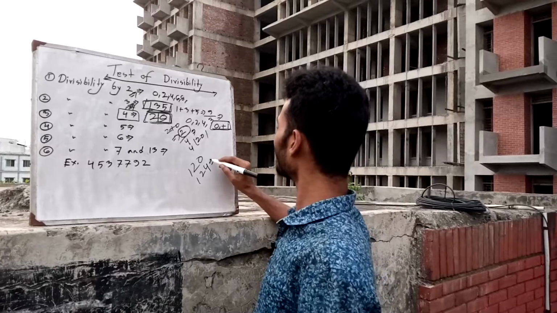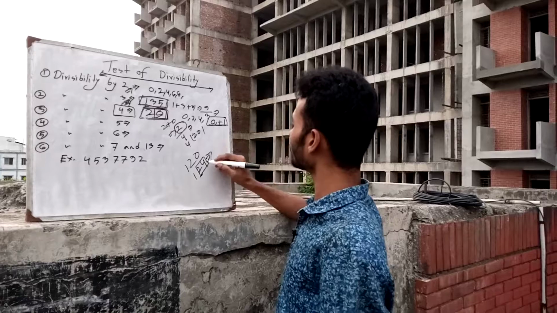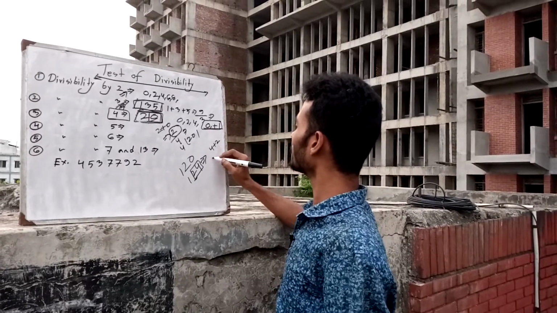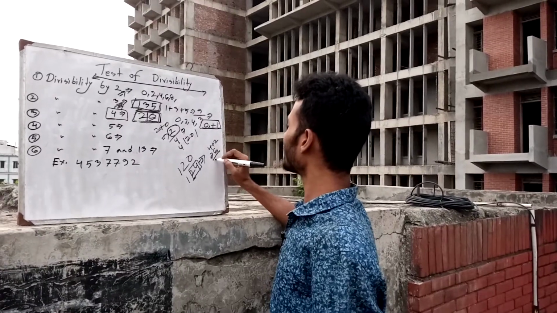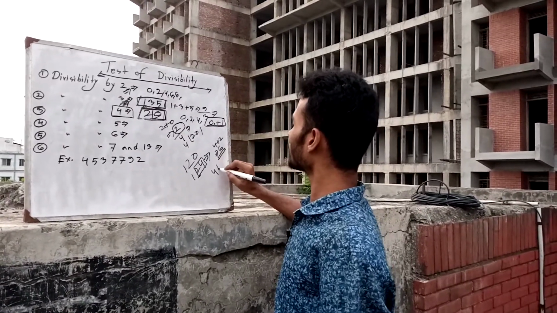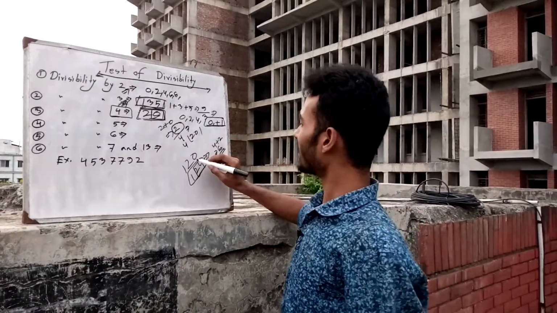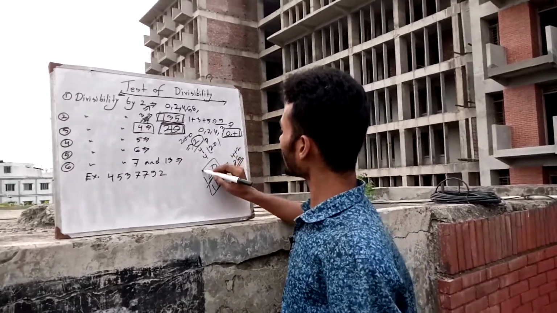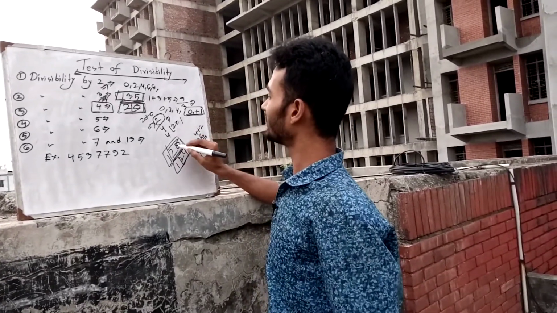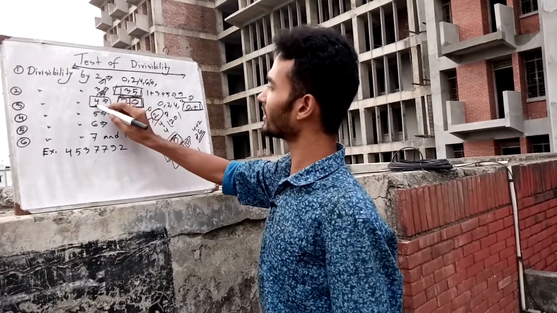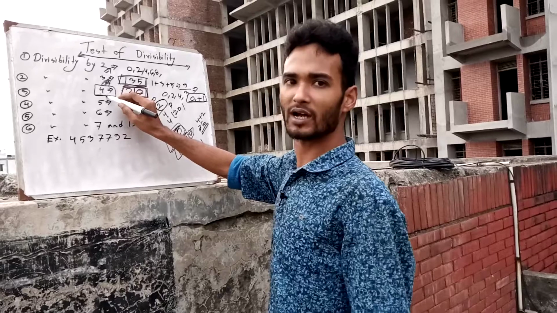Okay. Experiment with 124. We have the last 2 digits 2 and 4, making 24, or 4 plus 2, which is 6. 6 cannot be divided by 4. So 124 cannot be divided by 4. But considering 120, the last 2 digits jointly make 20, and 20 can be divided by 4. That is why 120 can also be divided by the number 4.